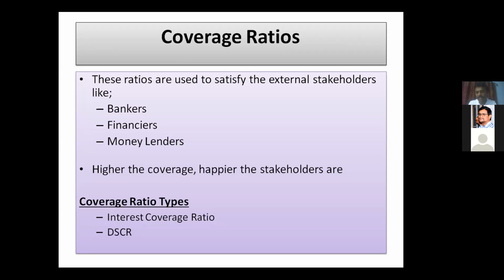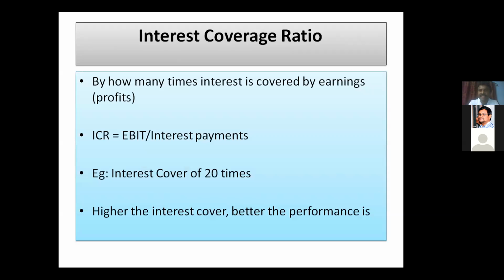We study two coverage ratios: one is the interest coverage ratio, and the second is DSCR. So what is the interest coverage ratio? It is by how many times the interest is covered by earnings or profits or EBIT. EBIT stands for earnings before interest and tax.